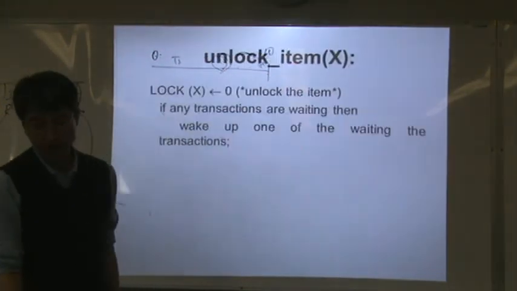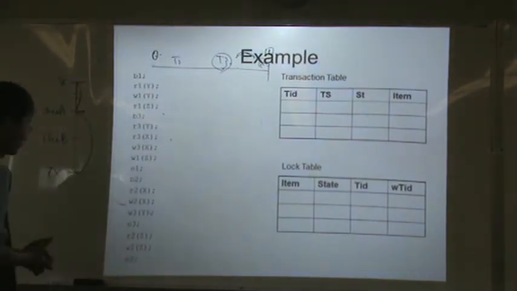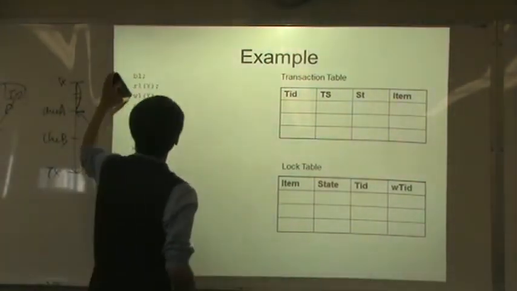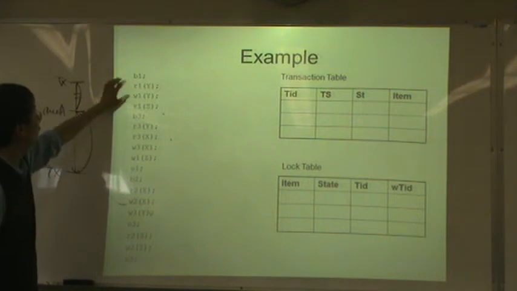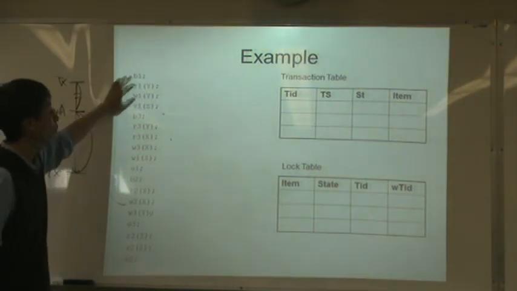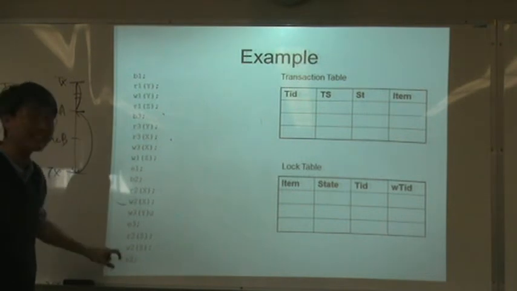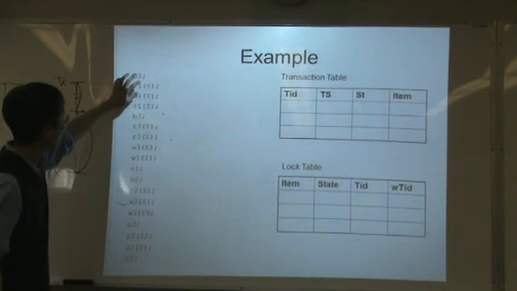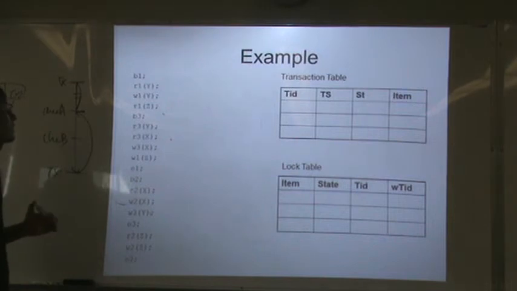So I already explained about this one. Okay, this is the last example. We have 3 transactions over here, 1, 2, 3, and we have 2 operations, read and write. B is the begin and E is the end. And we have X, Y, Z items. It can be an attribute, a table, or the entire database. Doesn't matter. Anyway, database item.